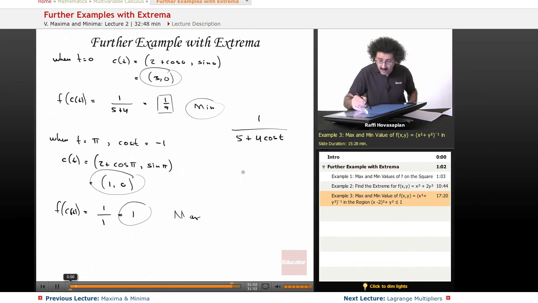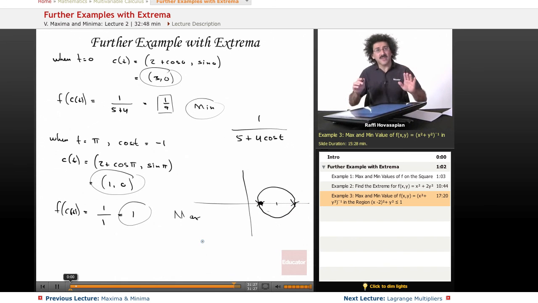At the point 3, 0, the value of the function is 1/9. That's the minimum. So here's what we've done. This is our circle, 1, 2, 3. We have a circle here. That looks like an ellipse. Let's make it look a little bit like a circle here. Okay, we have this circle. So at the point 1, 0, here is where it achieves its maximum value of the function. At the point 3, 0, here is where the function actually achieves its minimum value.